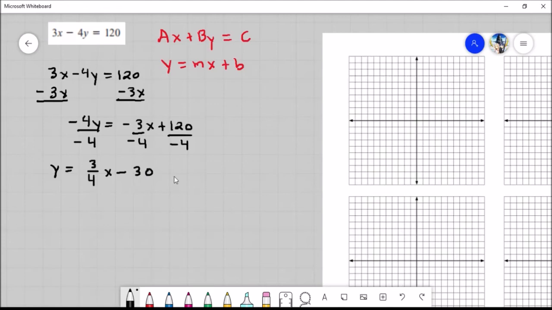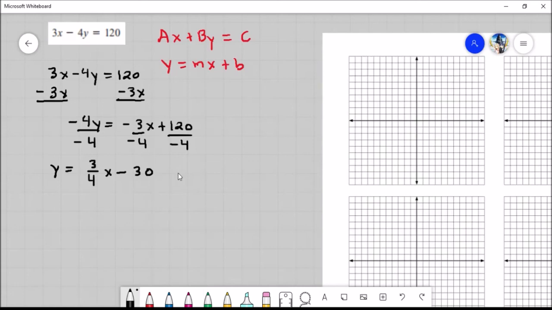All right, so first objective completed. Got it in the slope intercept form: y equals 3/4 x minus 30. So now in this form, I can tell what would be my slope, what would be a point that I would need in order to graph it. In this case, the y-intercept.